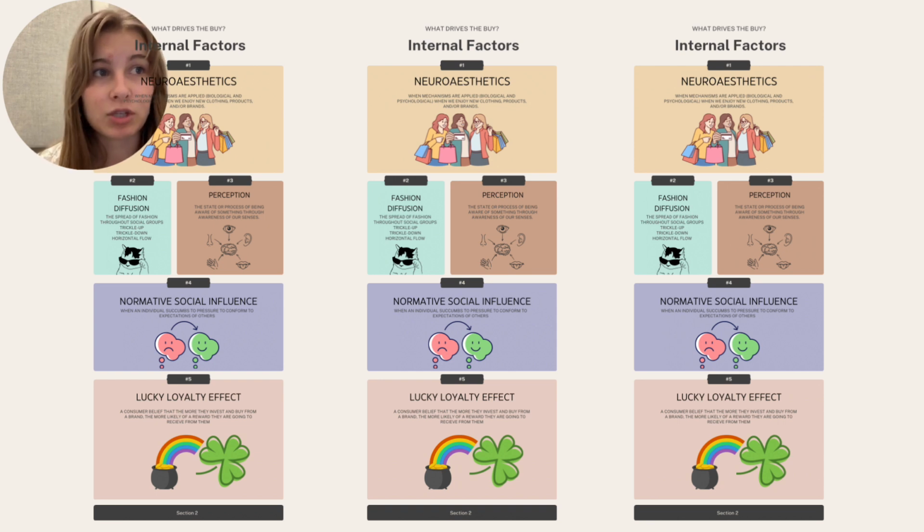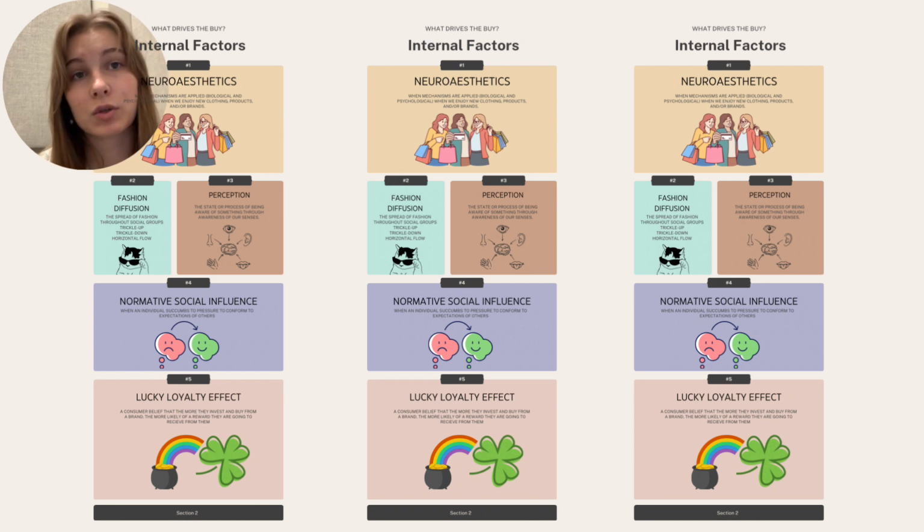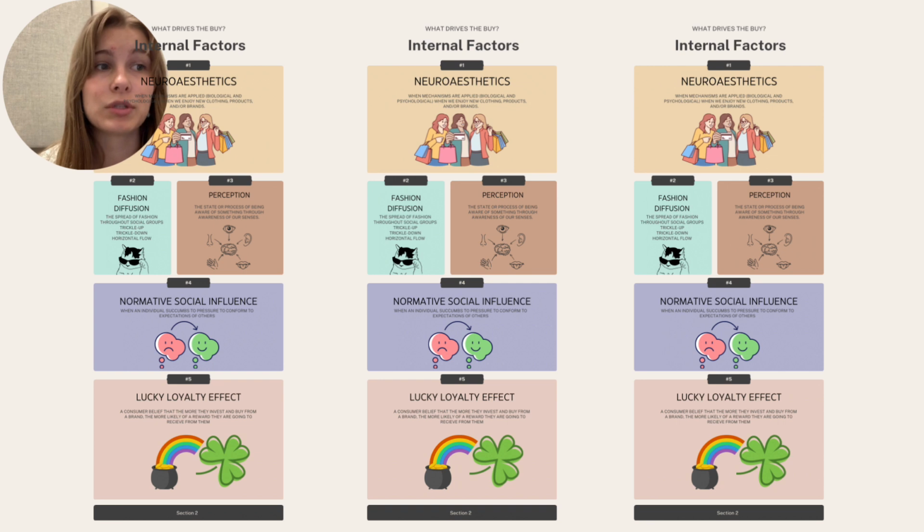You have perception, the state or process of being aware of something through awareness of our senses. You have the normative social influences, when an individual succumbs to pressure to conform to expectations of others. This is what we see the most in younger generations. Society is what triggers a lot of people to buy. And then you also have the lucky loyalty effect, a consumer belief that the more they invest and buy from a brand, the more likely of a reward they are going to receive from them.